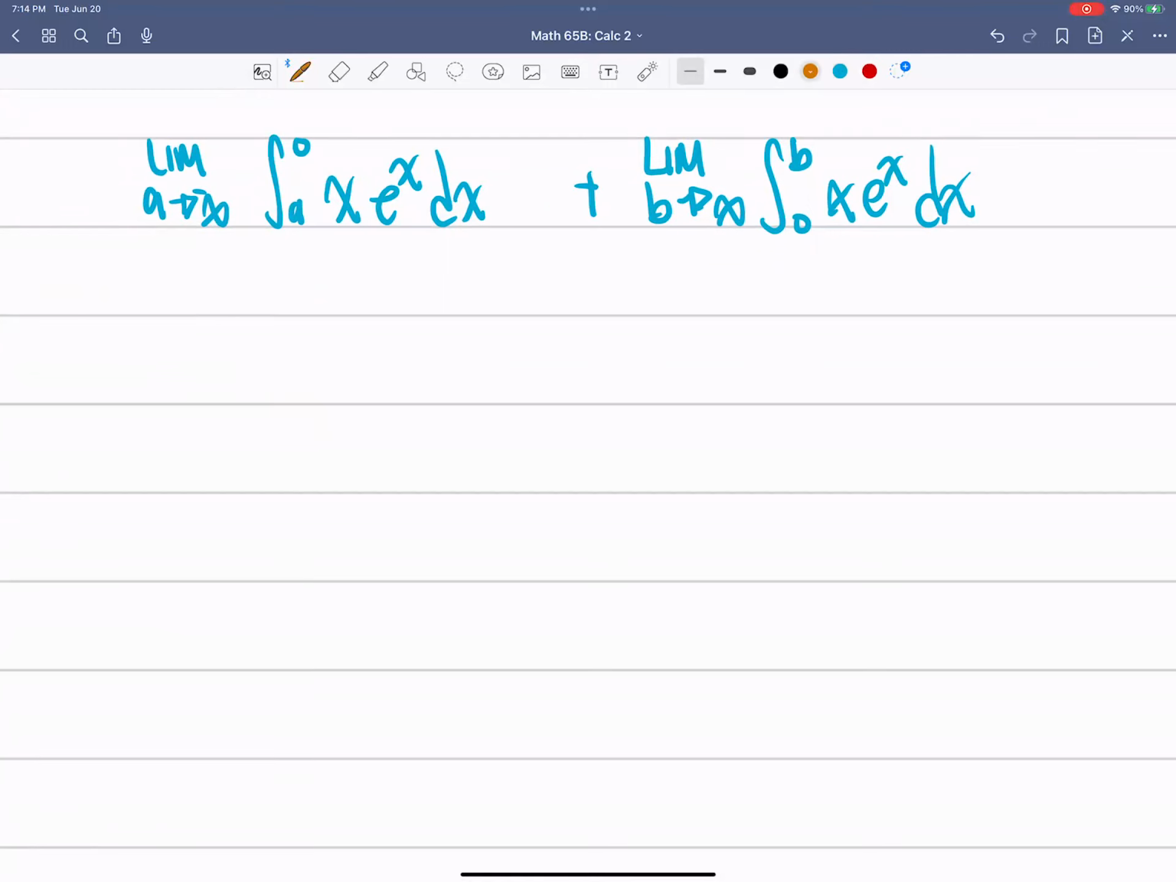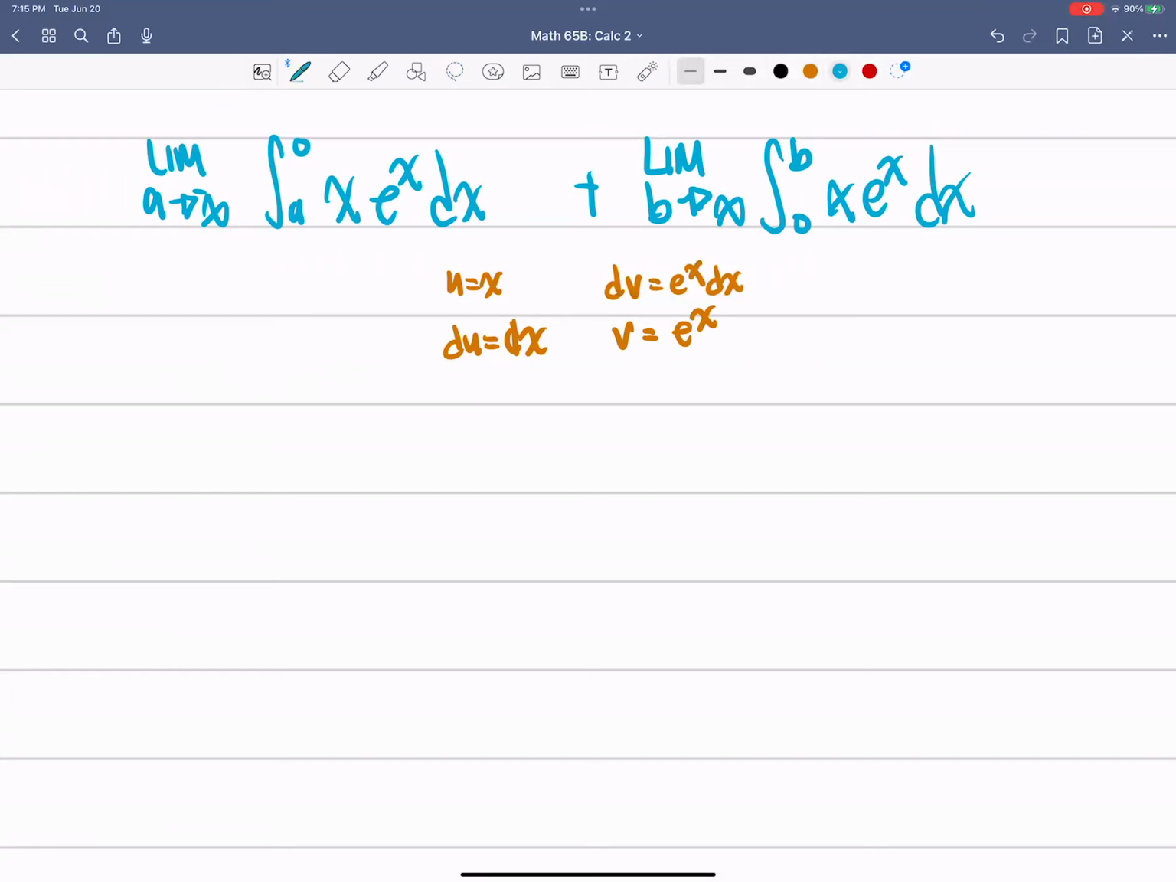It looks like we could use integration by parts. So let u equal x and dv equal e to the x dx, and that's going to be for both of them. du is going to be equal to dx, and v is going to be equal to e to the x.